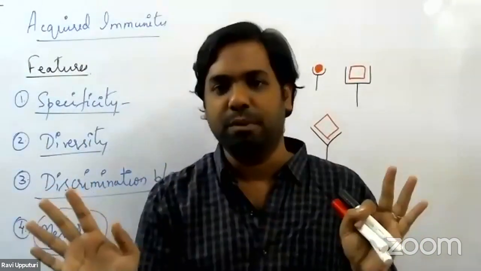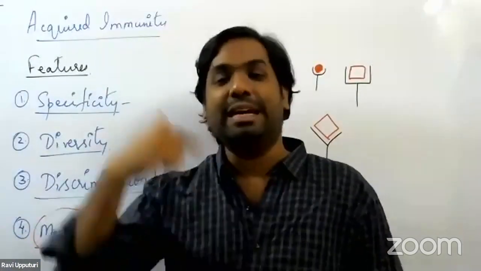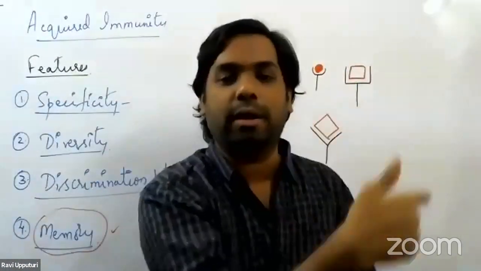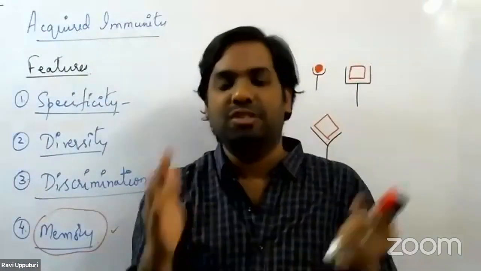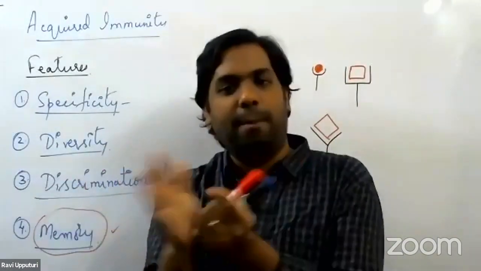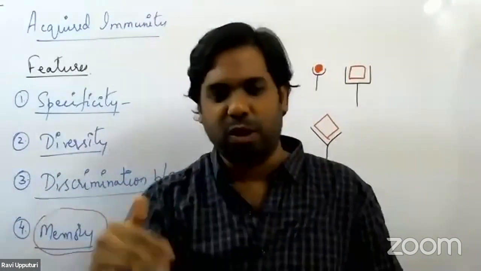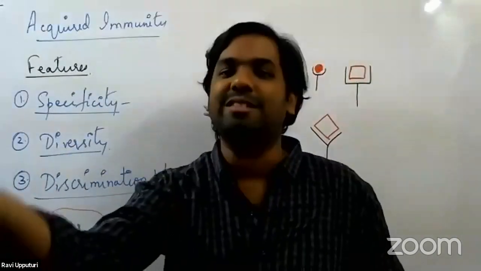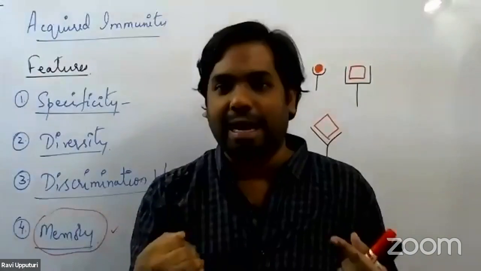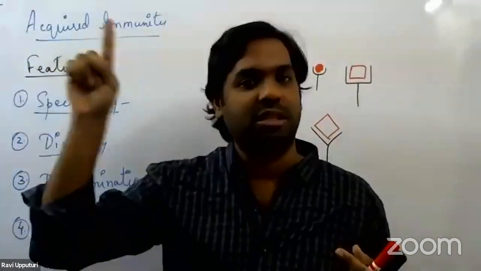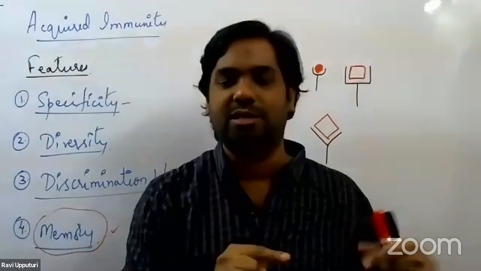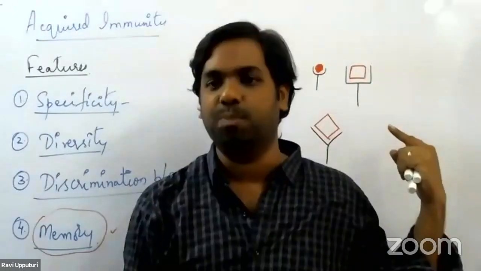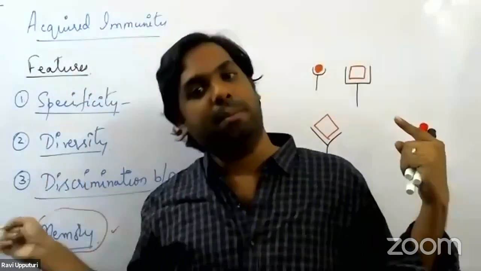Everything is being cleared. Memory cells start remembering this organism, Salmonella typhi. Say after a few months, or say 1 or 2 years later, the same person gets infected with Salmonella typhi again. This time, these cells will not synthesize the antibodies as well as cells to fight against Salmonella typhi. Why? Because there are already memory cells.